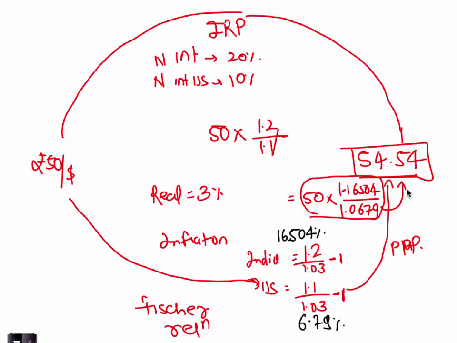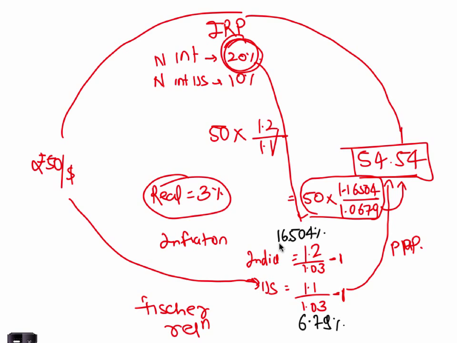So essentially, the international Fisher relation, purchasing power parity and interest rate parity are all the same thing. So why does a higher nominal rate lead to depreciation of the currency? Because a higher nominal rate, with an assumption of constant real rate, leads to higher inflation. And higher inflation, using purchasing power parity, leads to depreciation of the currency. Is that fine?